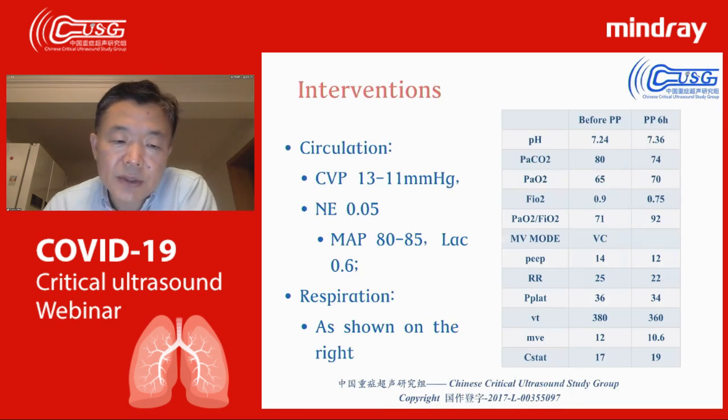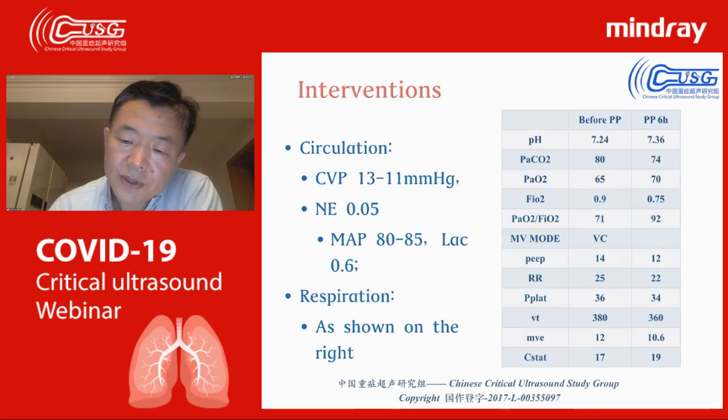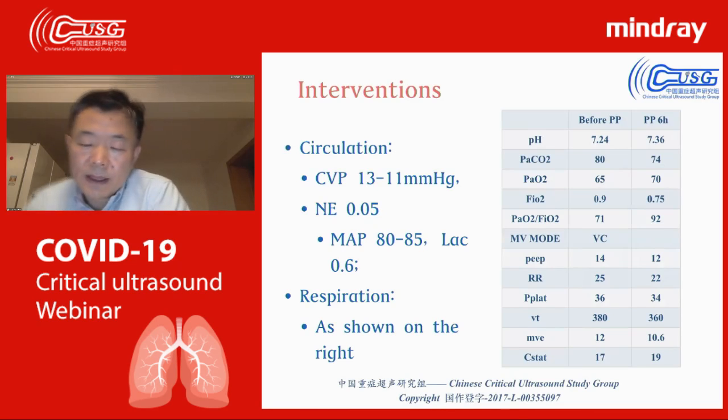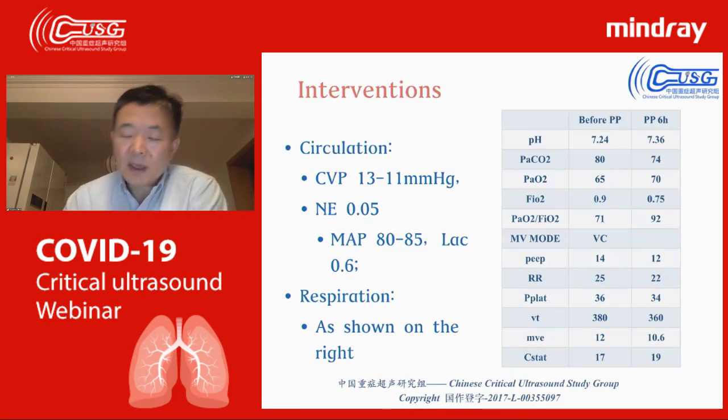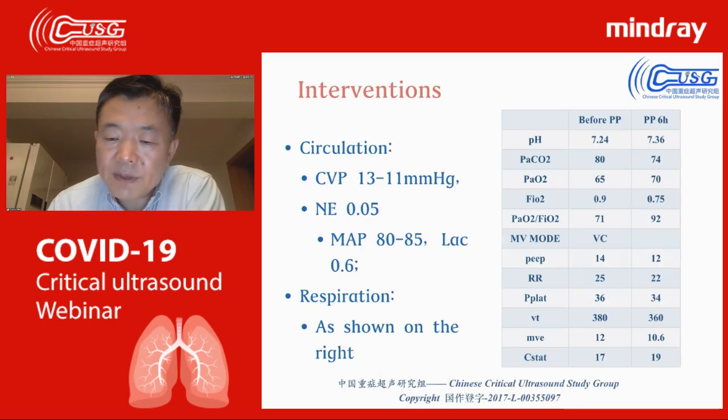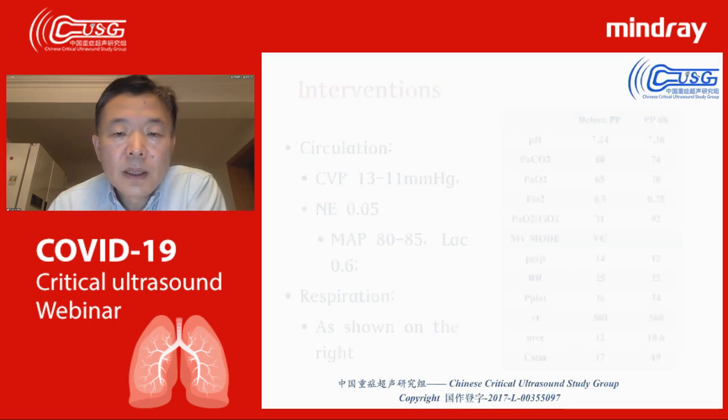And you see the respiratory condition here before the prone position: PCO2 is 80, PaO2 is 65. And after this, the patient's condition is a little bit better than before. And also you see the plateau pressure is lower, from 36 to 34. And the tidal volume is controlled to 360. And after this, the static compliance goes from 17 to 19.